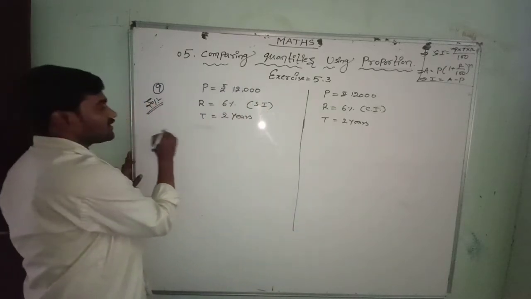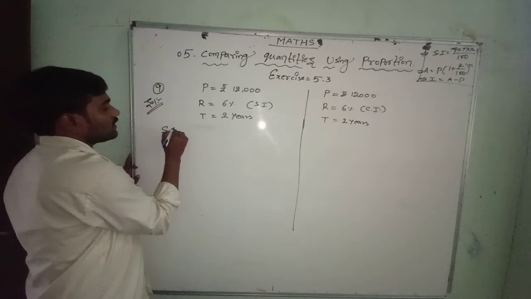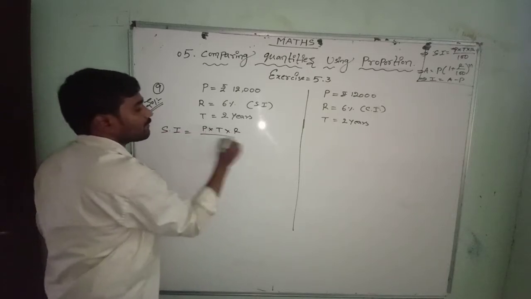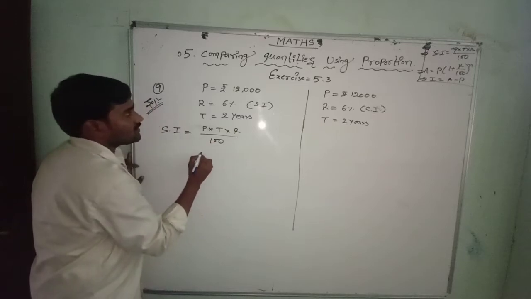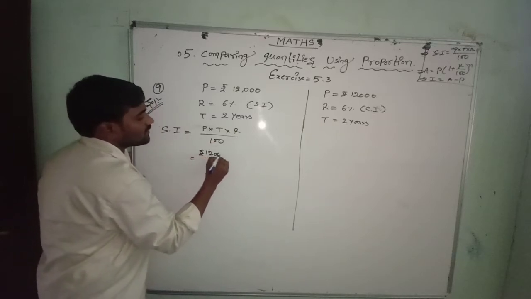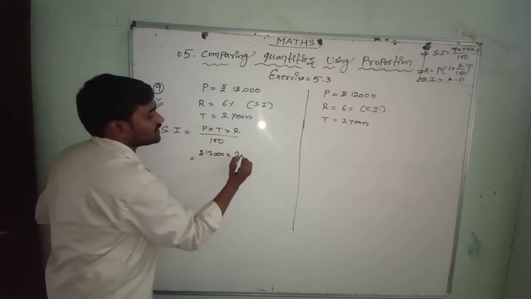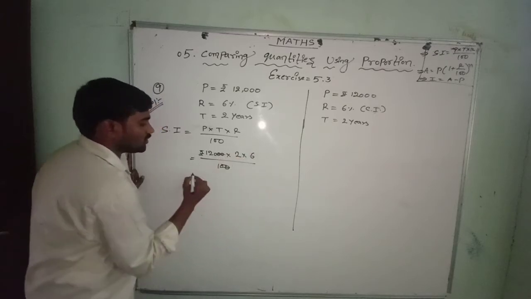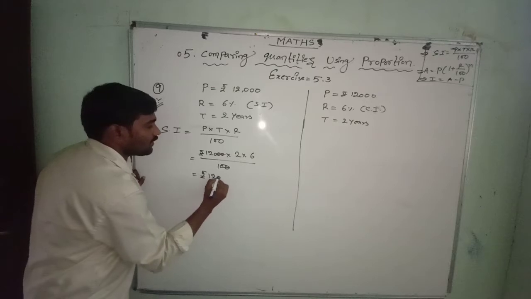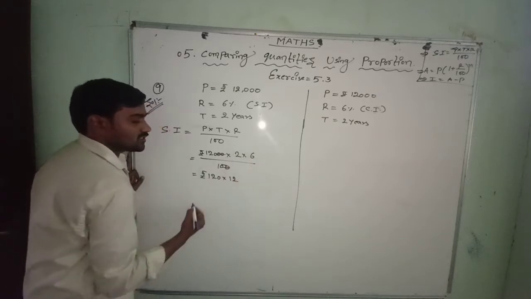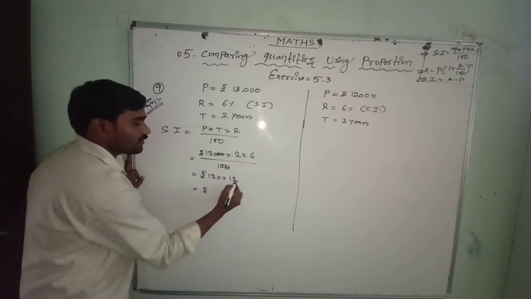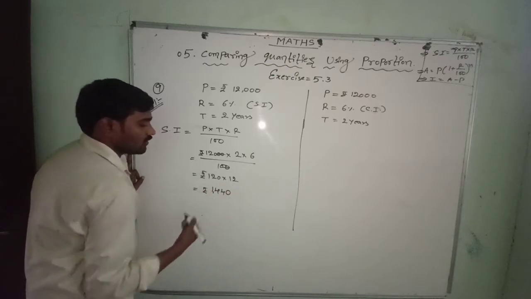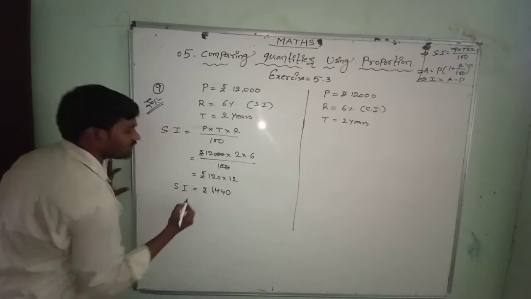Let's see here for the simple interest. Simple interest equal to P into T into R by 100. The simple interest is 12,000 rupees into time 2 years into rate of interest 6 by 100. Two zeros cancel, rupees 120 into 2, 6 twos are 12, 12 zeros are 0, 12 12s are 144. So therefore the simple interest will be rupees 1,440.